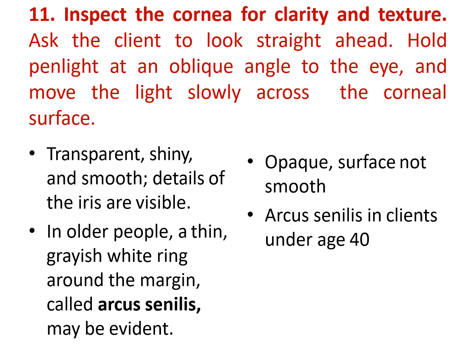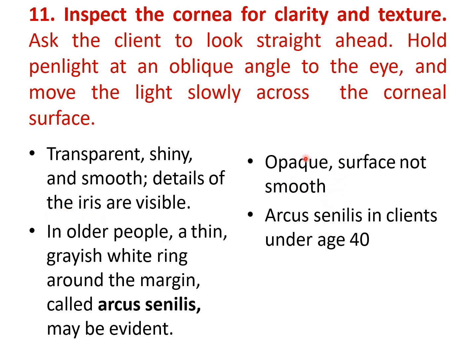Now, let's inspect the cornea for clarity and texture. Remember that the cornea is the clear covering of the eyes, specifically the iris and the pupil. So ask the client to look straight ahead, hold the pen light at an oblique angle to the eye, and move the light slowly across the corneal surface. The normal finding is that the cornea is transparent, shiny, smooth, and there could be reflection. Details of the iris are also visible.